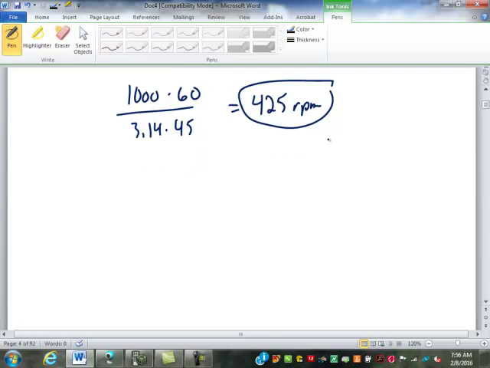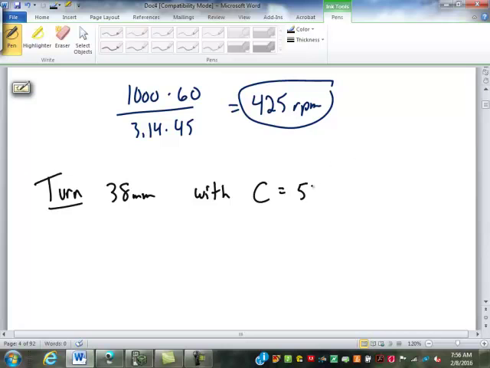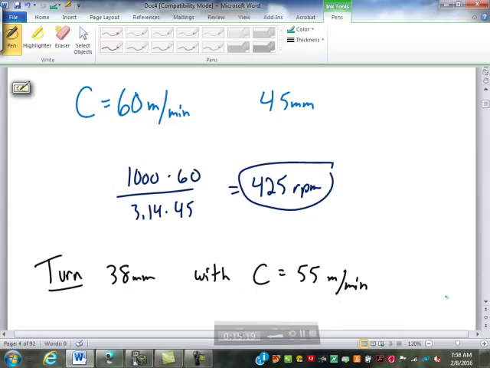Let's have you guys try one. We're going to mill, or we're going to turn a piece of 38 millimeter stock with a recommended surface cutting speed of 55 meters per minute. In your notes, find your recommended RPM.